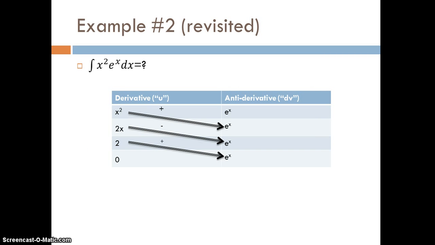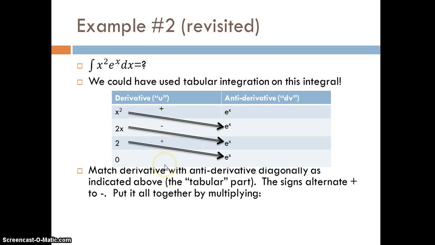So we could have done this with example 2, when we had the integral of x squared e to the x dx and wanted to find that antiderivative. Notice I put my u of x squared on the left, and then all of its derivatives follow. And then the antiderivative of e to the x, which is just e to the x in all circumstances. Draw an arrow going from the top row to the second row, from the second row to the third row, and so on, and then alternate your signs. So we match our derivative with the antiderivative diagonally, as indicated above. The signs alternate, and we get x squared e to the x minus 2x e to the x plus 2 e to the x plus c. Pretty cool.